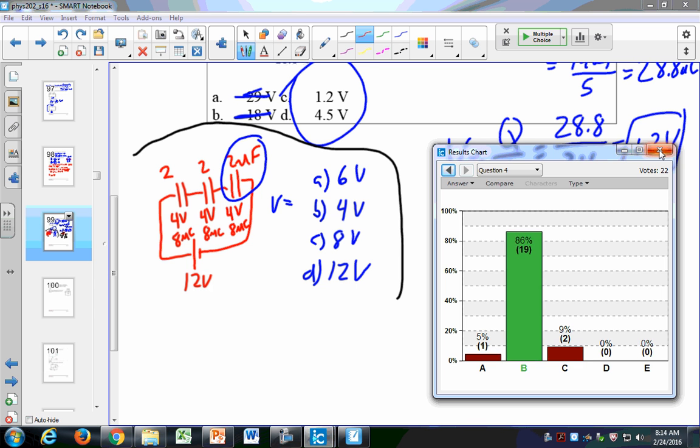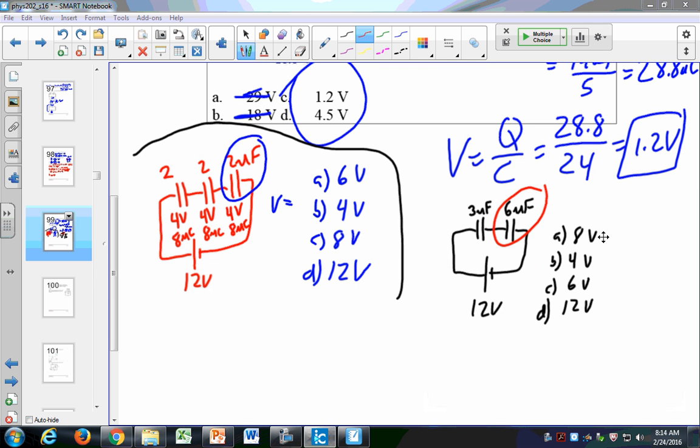We had this one before, actually. So I know that these voltages have to add up to 12. I know that this is the smaller capacitor, so it's going to have the bigger voltage by a factor of 2, because it's half the size of the 6 microfarad. So that tells me that I'm going to have 8 volts here and 4 volts here. So B is the right answer.